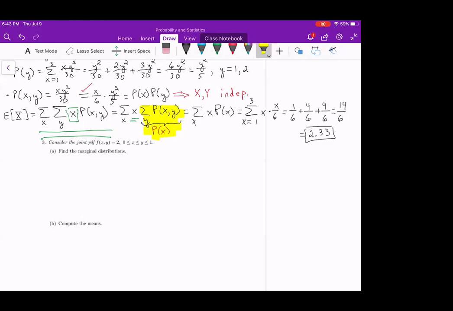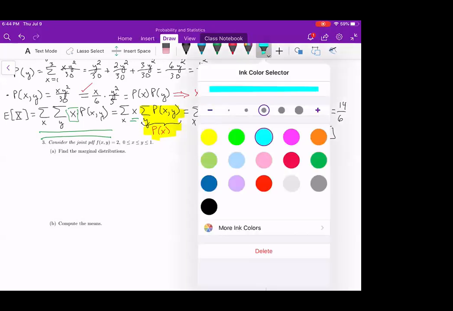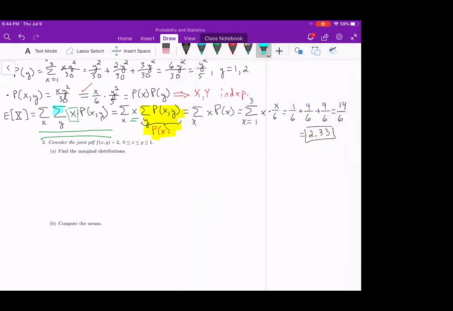Wait, so why do you pull out x again? Because it has nothing to do with y. And that summation is only changing y. Wait, why is it only changing y? Because that's what it says. This is the sum over y values.